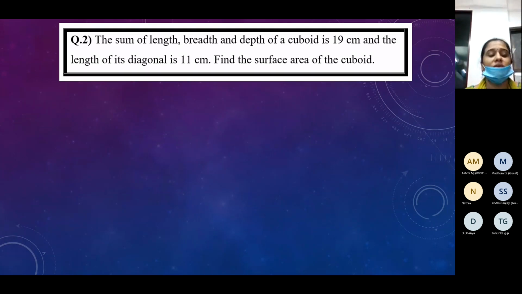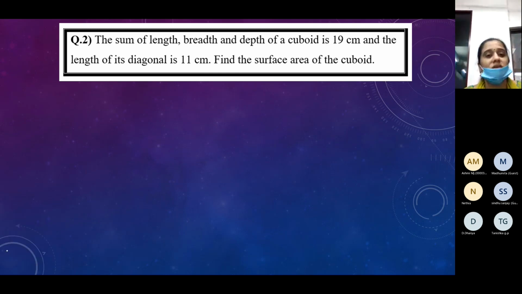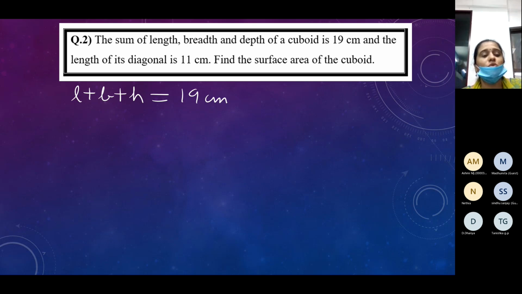The sum of the length, breadth, and depth of a cuboid. 1 minute. So the sum of the length, breadth, and height or depth of a cuboid. So sum, so we should add. It is equal to 19 centimeter. And the length of its diagonal. Arjun, what's the formula to find the length of the diagonal of a cuboid?